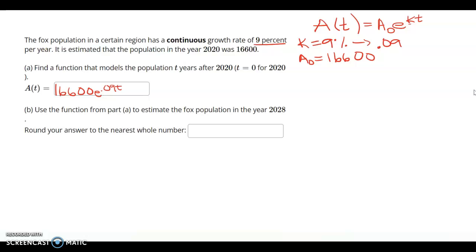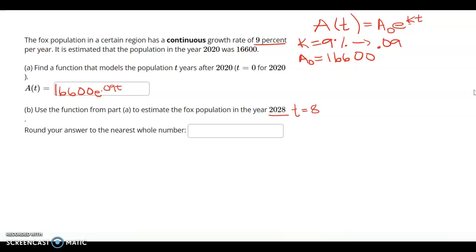What makes this really nice is this sets us up for this next problem. All we have to do is substitute in for t, and we'll be able to solve this equation. So that's our first part. Then we use the function from part A to estimate the fox population in the year 2028. Well, if we're 0 at 2020, and 2028, what would we be? Well, we'd be t equals 8.